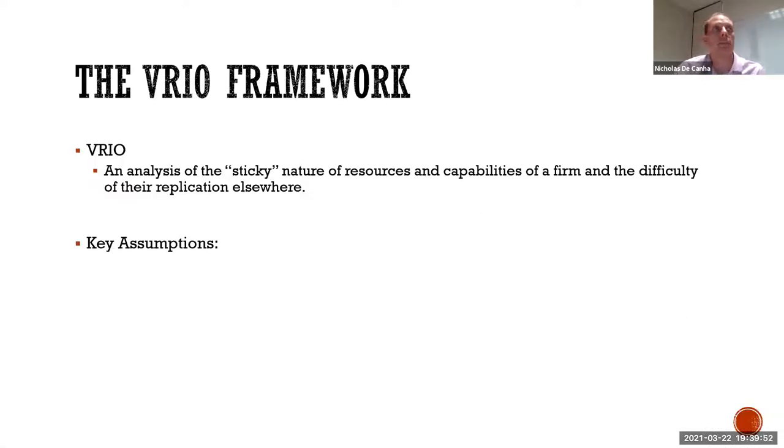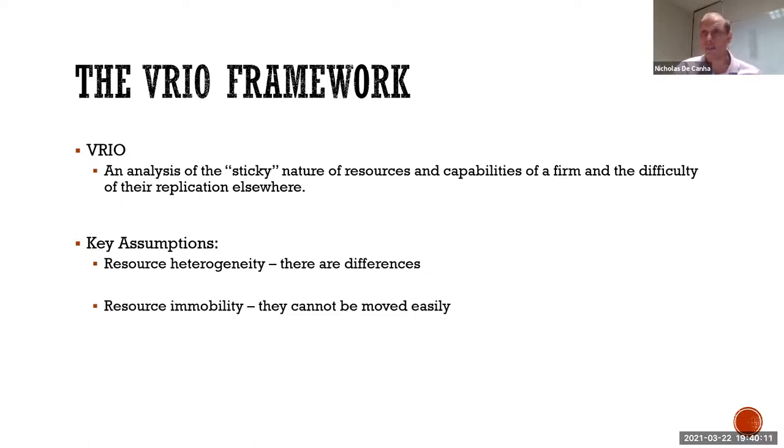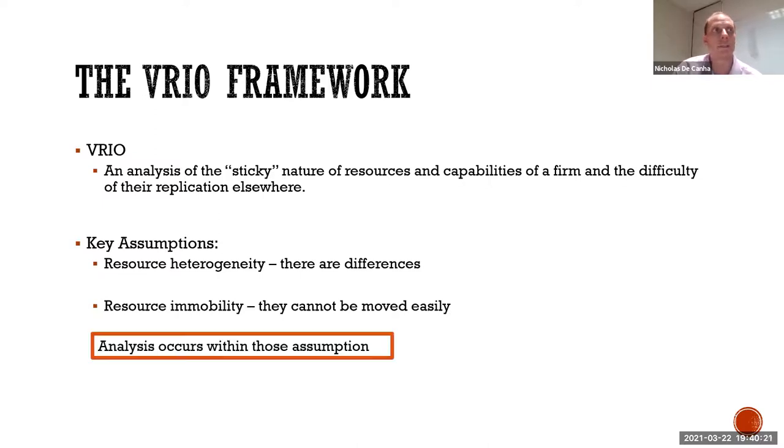So VRIO stands for valuable, rare, inimitable, and organized, and is an analysis of the sticky nature of resources and capabilities, and the difficulty of their replication elsewhere. And if you get this right, you're profitable. The key assumptions are that there are differences, as we've spoken about before, and that resources are immobile, because otherwise they will be bought or traded between firms, and that's not a basis of advantage. You just have to make sure that those assumptions are fulfilled when you do the analysis. You don't need to write a paragraph on that, but this is a fundamental assumption. If these are flawed, then you can't use the analysis.